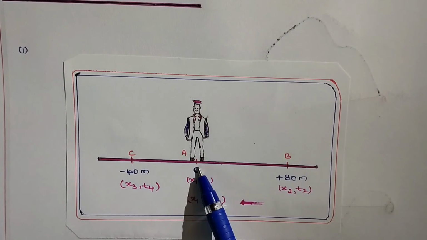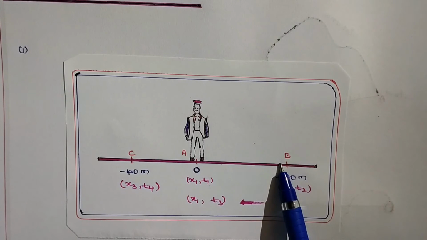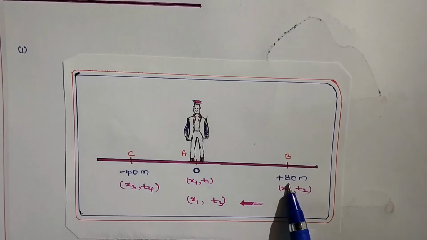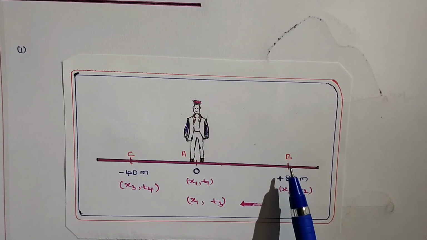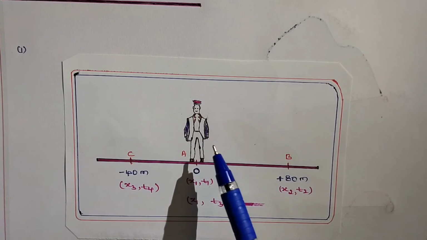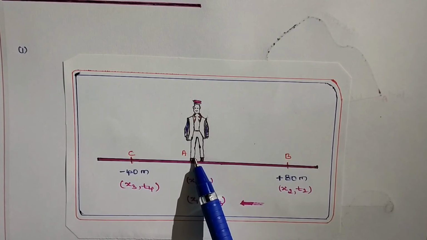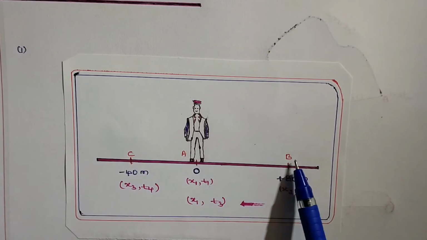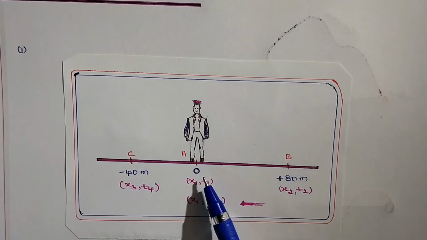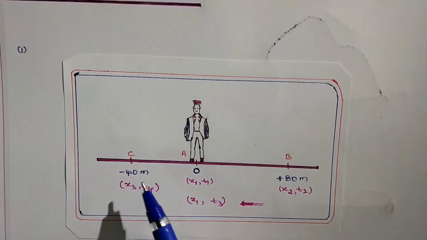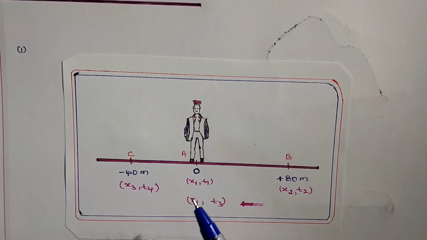Here first he traveled from A to B. Then the distance he traveled is 80 meters. From B, again this person comes back and passes through A, and finally he reaches C. In this back journey, he reaches first from B to A. Then again the distance is 80 meters. Then A to C, the distance is 40 meters.